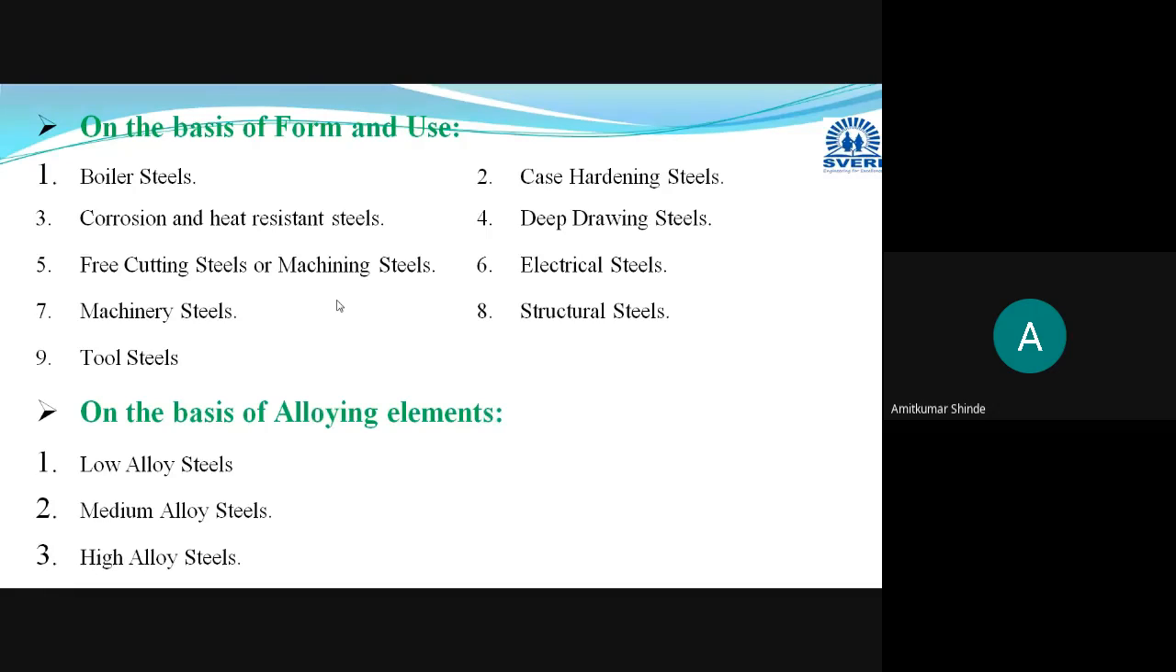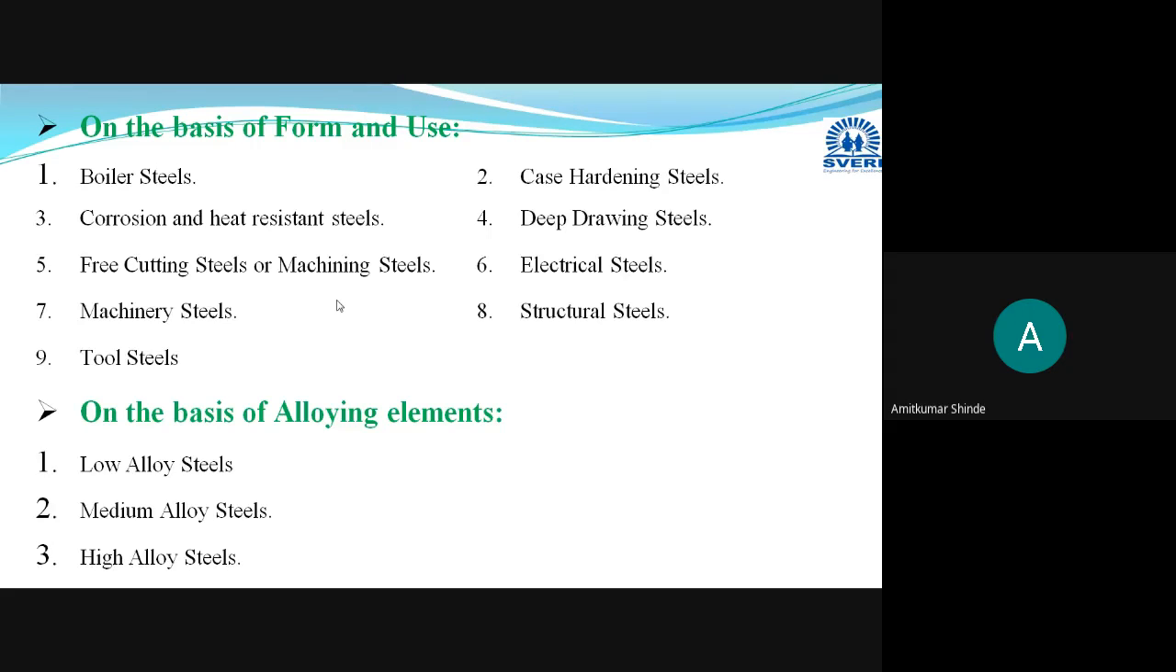The steel used for that application is termed case hardening steel. Then corrosion and heat resistant steels are the steels used for manufacturing components having very high corrosion resistance, which can be used in higher temperature applications. Then deep drawing steels are the steels used for drawing into different steel wires. Then free cutting steels, or machining steels, are used to manufacture different bolts, screws, and rivets.